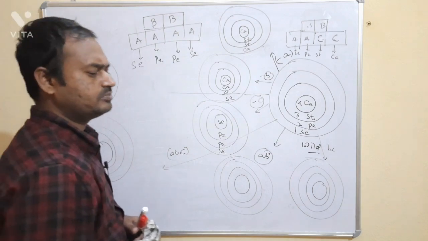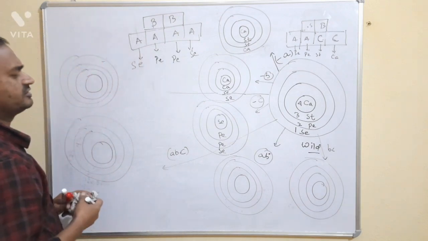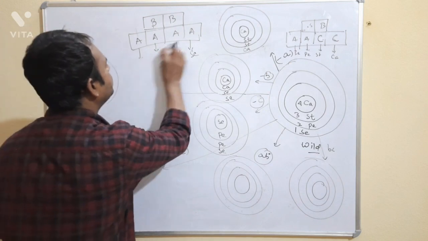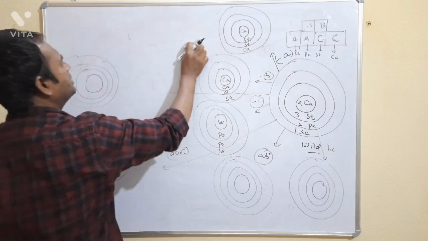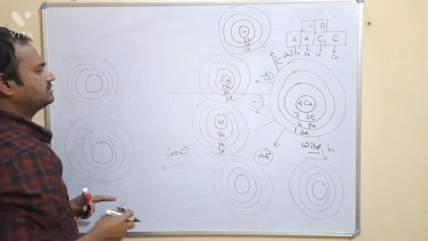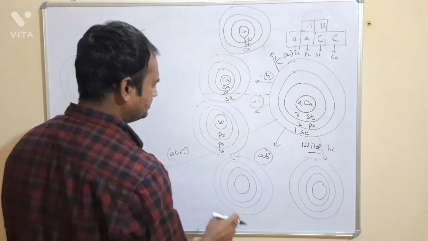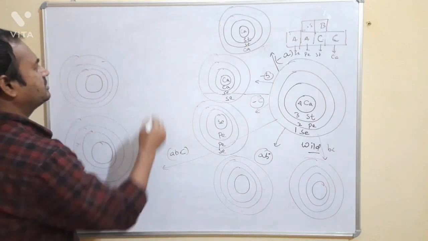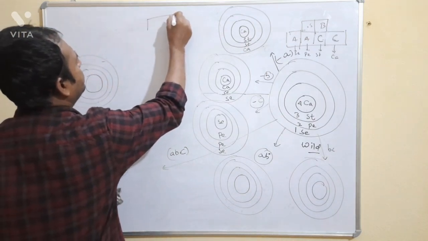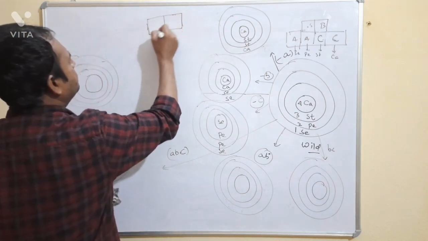Now let us move toward the double mutation. If we move toward the double mutation, then what will happen? If AB is absent, let us make another diagram.